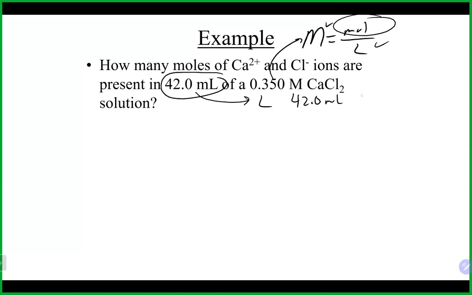So I'm going to take my 42 milliliters. Again, 1,000 milliliters equals 1 liter. That will give us 0.042 liters. So I got that in the right unit at least. One approach would be just to get the concentration of each ion to begin with and just do the calculation for each one separately.